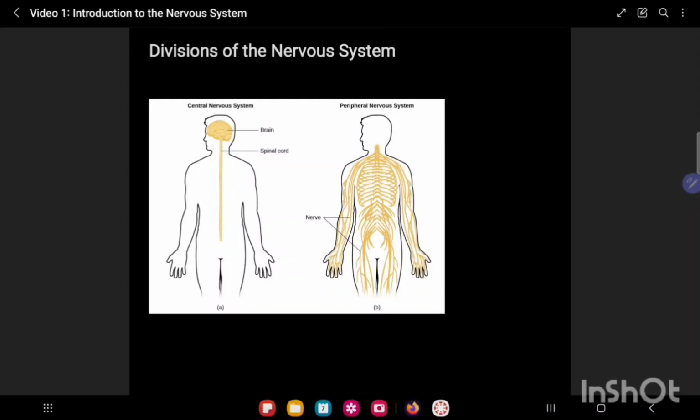In Lab 13, we are going to start by looking at divisions of the nervous system. We are going to look at some nervous histology later, and we'll also talk about the spinal cord in a separate video. But to start, there are kind of two main divisions of the nervous system. The first one being our central nervous system, and then we also have our peripheral nervous system.